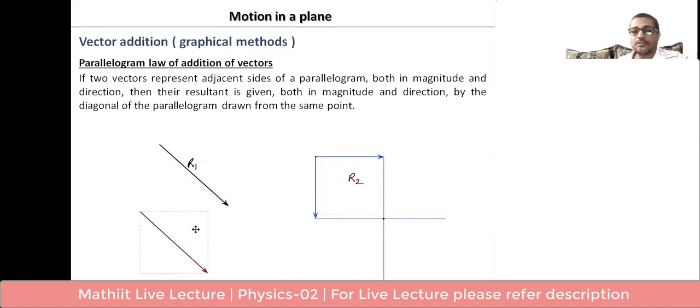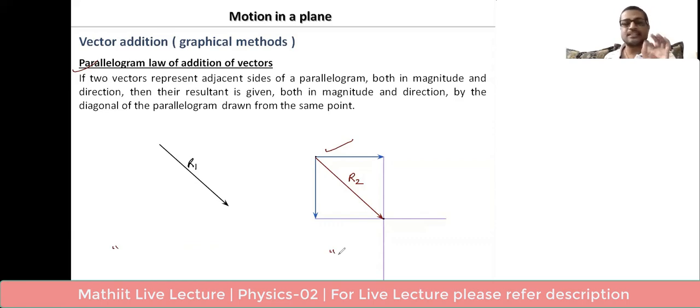Whether you use triangle law or whether you use parallelogram law, the answer will always be the same. Got it? Understood? So you write down the statement, draw any one example, and write a note also there. Note: when two vectors are added using any of those laws, the resultant is the same.